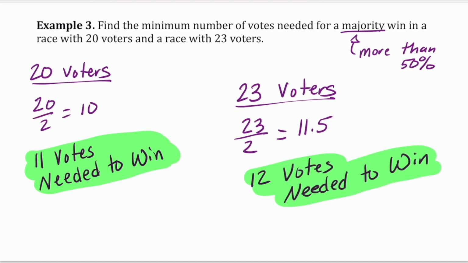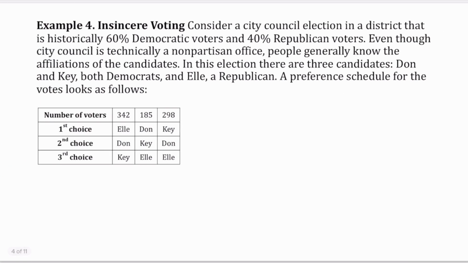For our last example here, example 4, we're going to look at insecure voting. This problem says to consider a city council election in a district that is historically 60% Democratic voters and 40% Republican voters. Even though city council is technically a nonpartisan office, people generally know the affiliations of the candidates. In this election, there are 3 candidates, Dawn and Key, which are both Democrats, and L, a Republican. A preference schedule for the votes looks as follows.